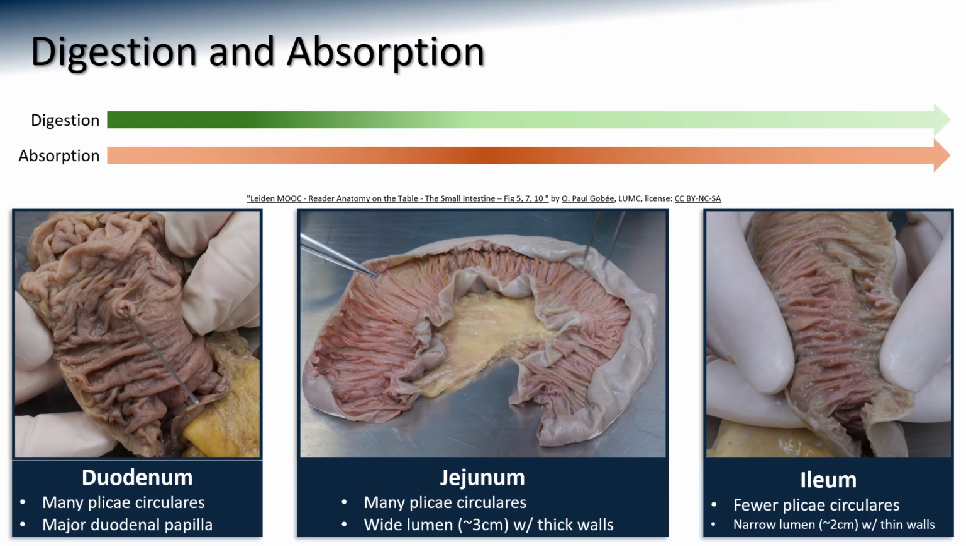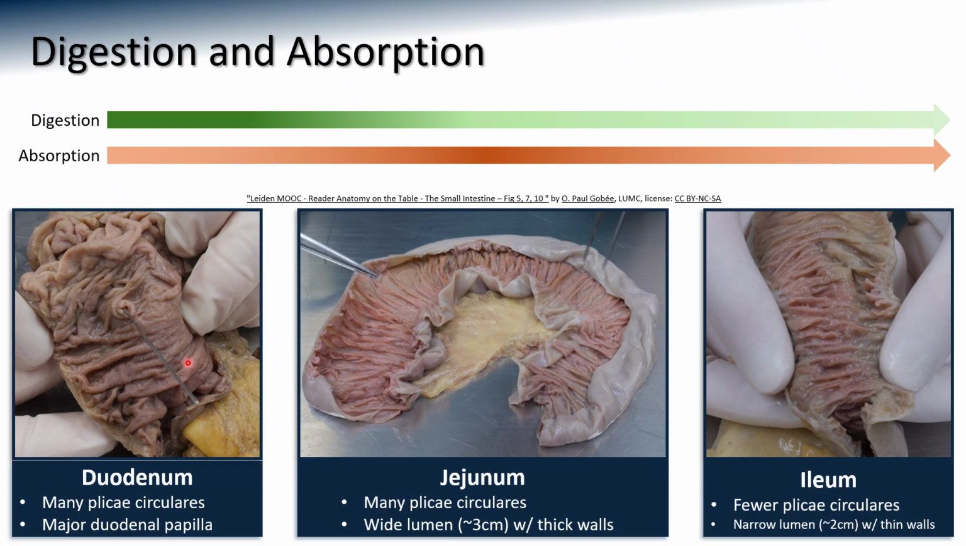Now, the gradients for absorption and digestion look just like this. Both are going to happen across the entirety of the small intestine, but there are definitely hot spots for each. So chemical digestion is occurring mostly down here in the duodenum, and that is because that's where the major duodenal papilla is located. Okay, so we have most of our digestive juices coming in right here. So they start digesting things right here.